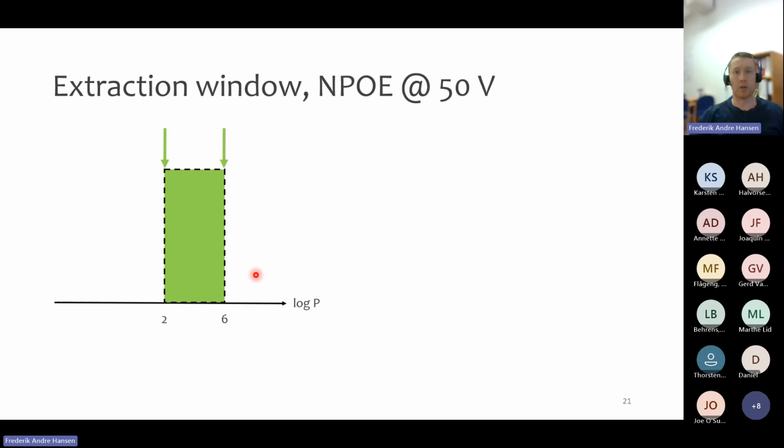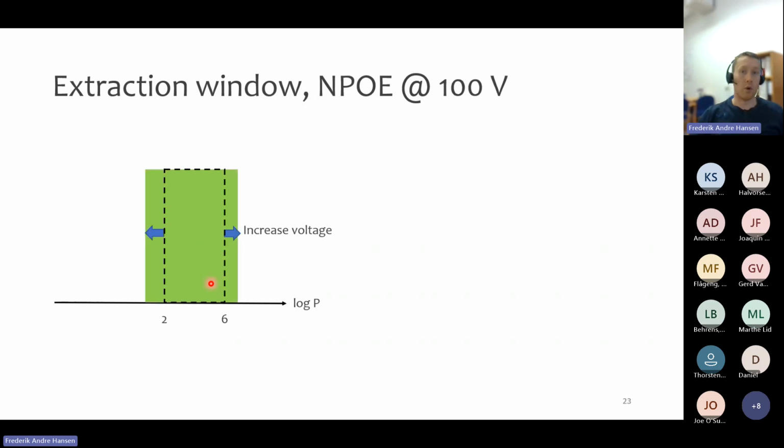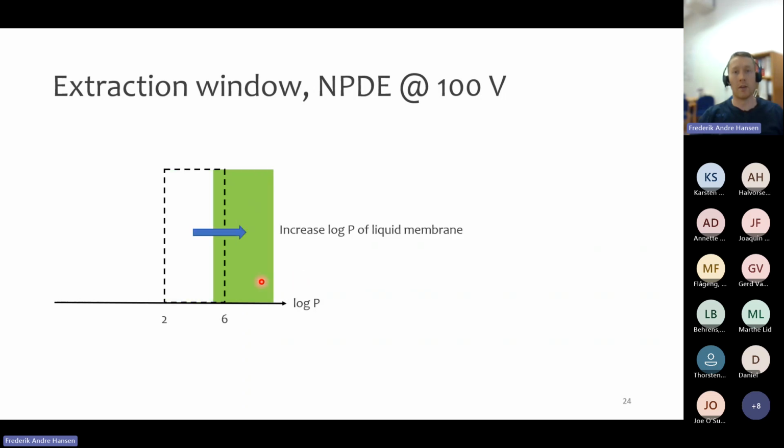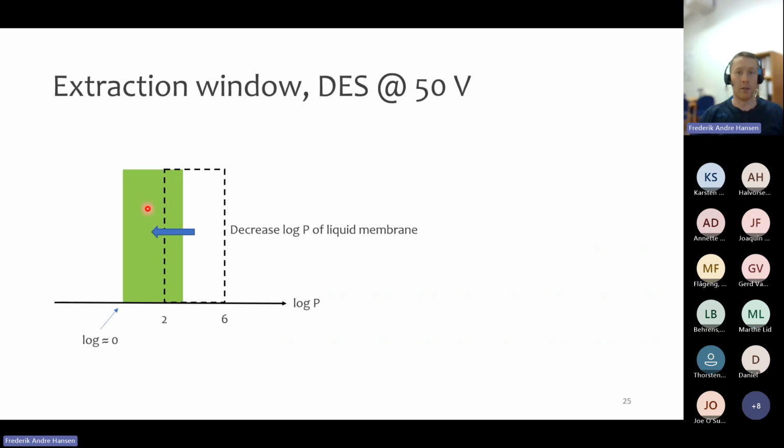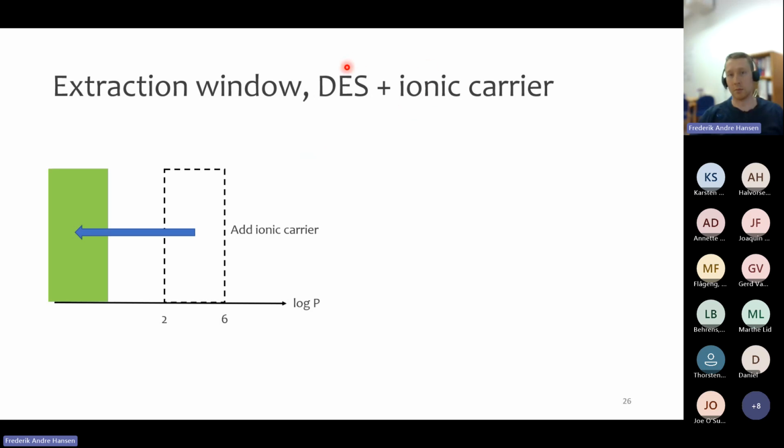So if this is the extraction window for this solvent using 50 volts of extraction potential, then if we decrease the voltage to just 2, you can see that the window decreases in width. We can also make the window wider by using a higher voltage, at least until a certain point. If you want to go to a higher log P for your analyte, you can switch to another solvent that can handle higher log P values. Or if you want to extract something more hydrophilic, you can take another solvent. And if you want to go even further down, we can use some specialized system that relies on something called ionic carriers, which I unfortunately do not have time to go into in this webinar.